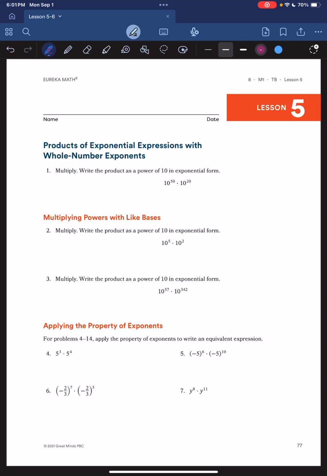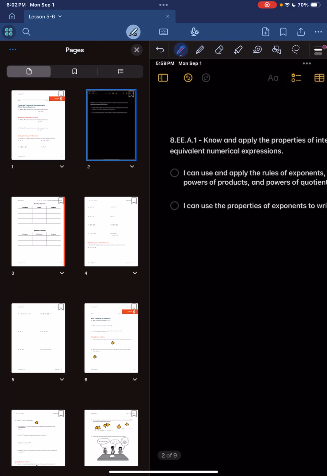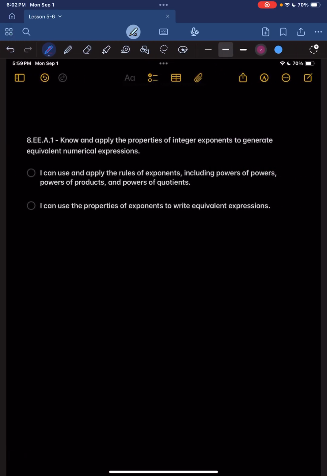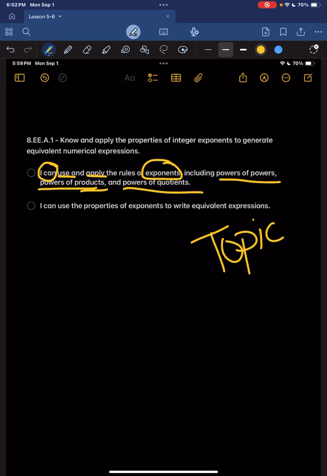Couple weeks, we've been talking a lot about powers and base 10, but today we're going to focus on lesson 5 and 6 in topic B and kind of start moving on. So if we first take a look at our standard and objective, you can see in your objective you're going to use and apply the rules of exponents, including powers of powers, powers of products, and powers of quotients.